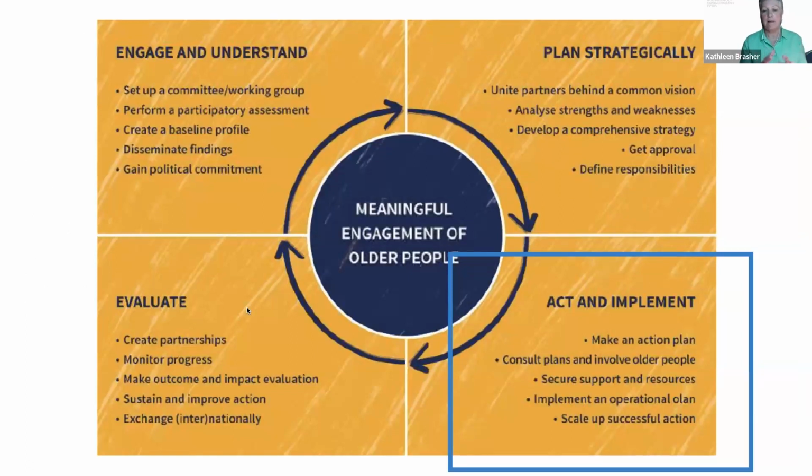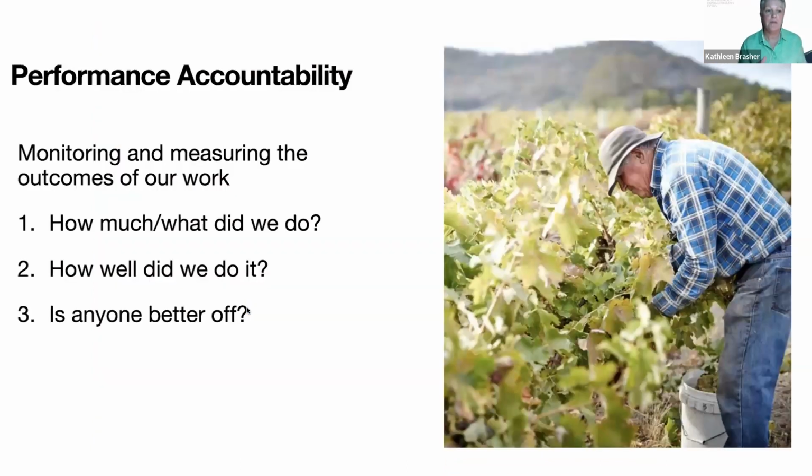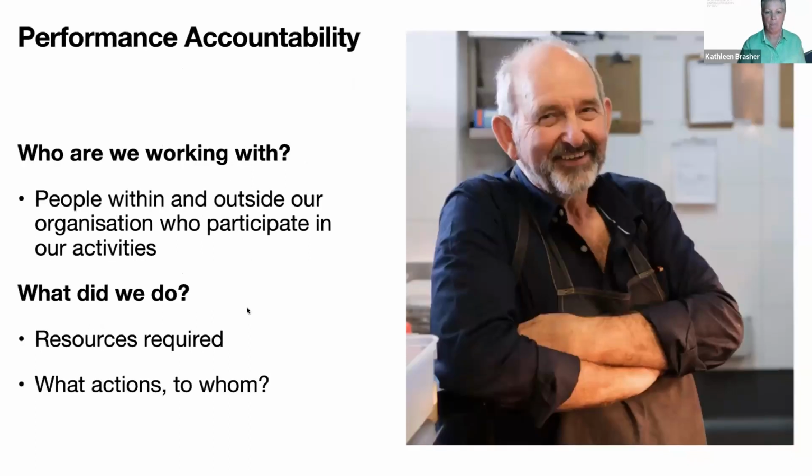The third step in the cycle, as Anne Barrett explained, was to make that action plan. And this is the part of the cycle that we're looking at to monitor our performance and our actions. So performance accountability, the second part of that RBA framework, gives us 3 key questions to guide the regular monitoring of our work. So how much or what are we doing? How well are we doing it? And is anyone better off?